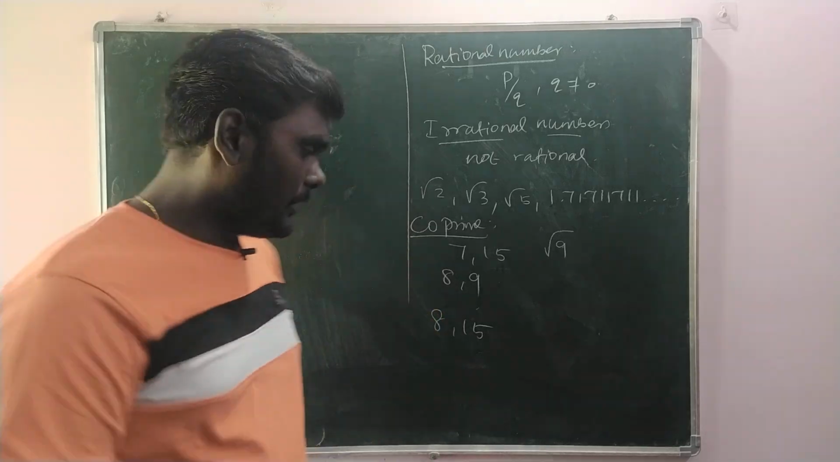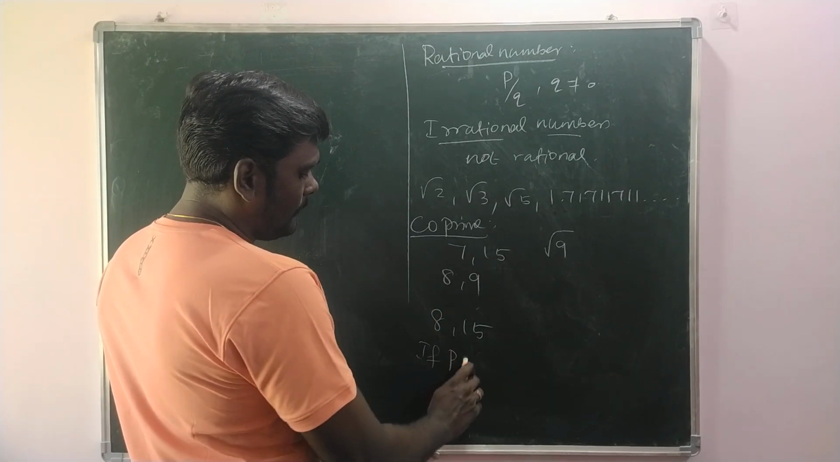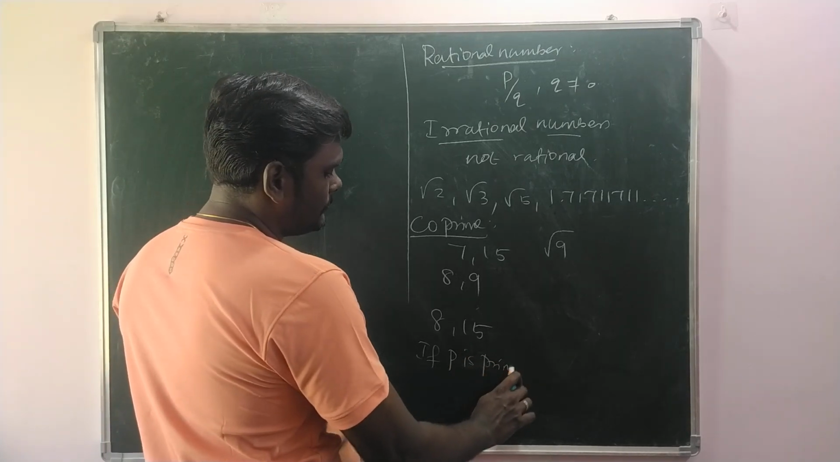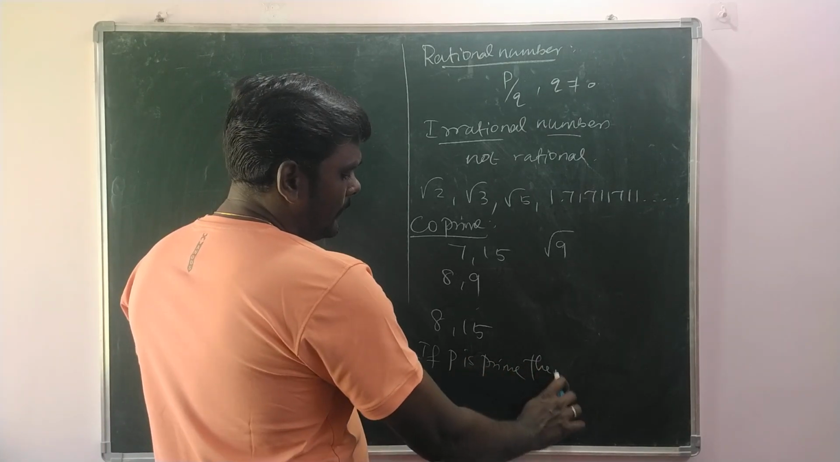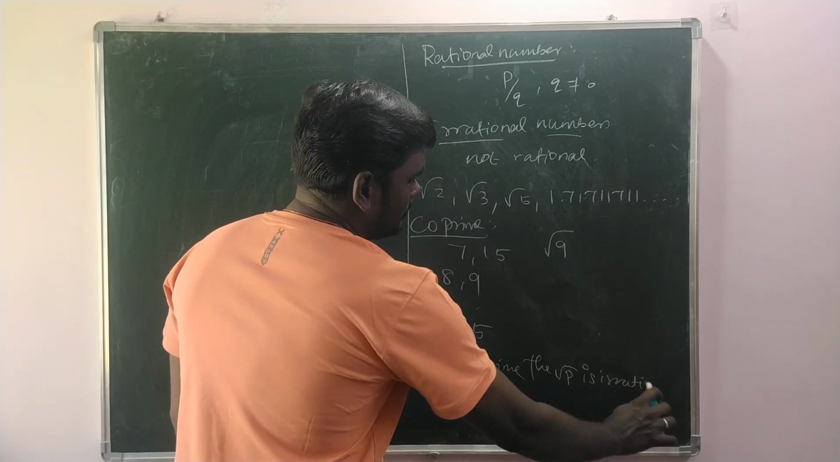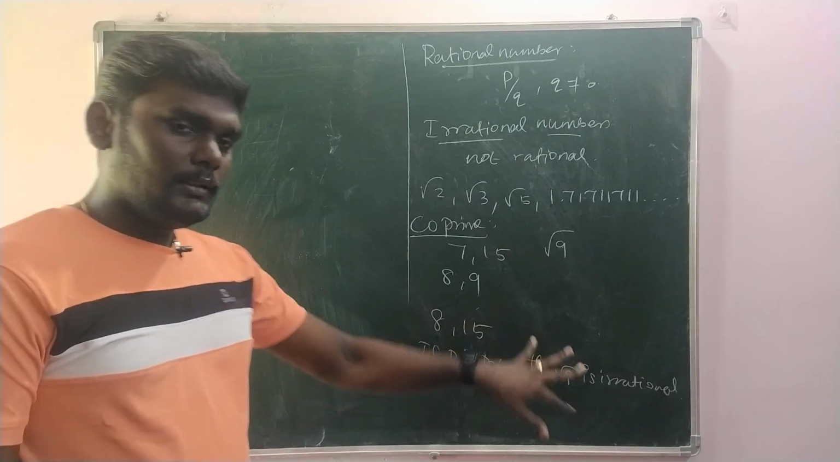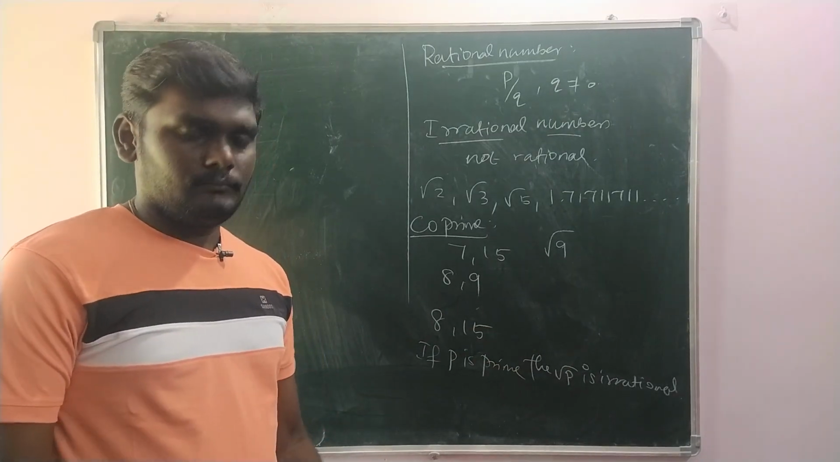So in short, how we can put all this together: if P is prime, then root P is irrational. Okay, P is prime, then root P is irrational. That's all.